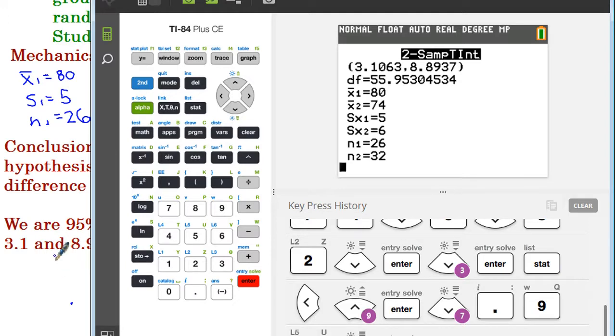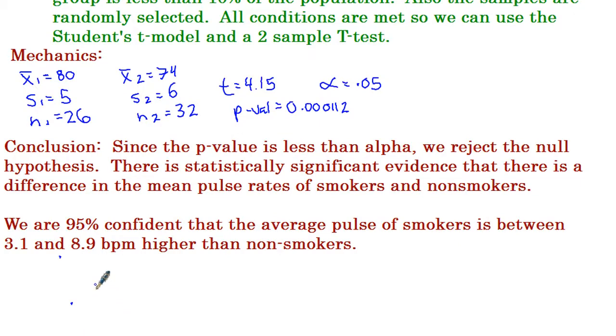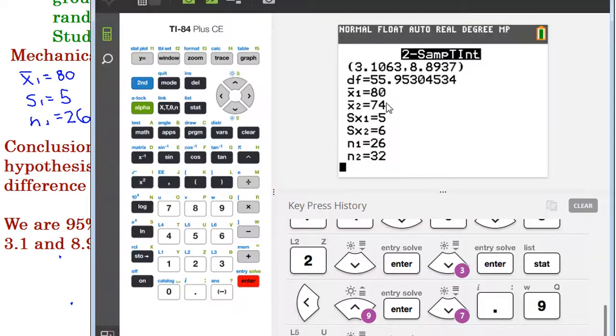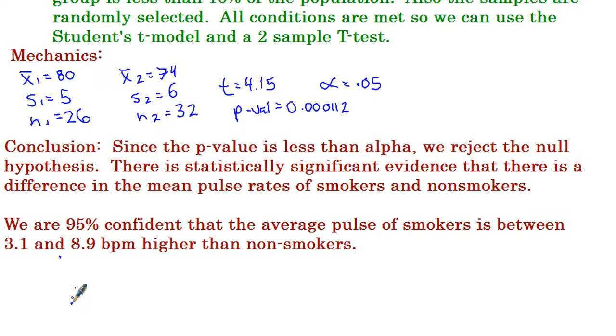And so we look at this, and remember when we interpret this, since we got 2 positive numbers here, and I did smokers, I believe, first, minus non-smokers. So we are saying that we're 95% confident the average pulse of smokers is between 3.1 and 8.9 beats per minute higher than non-smokers. So here we used to have percentages when we did the 2-prop z-test. Now instead of having a percent, this is going to be whatever the context is. So for this particular problem, beats per minute.